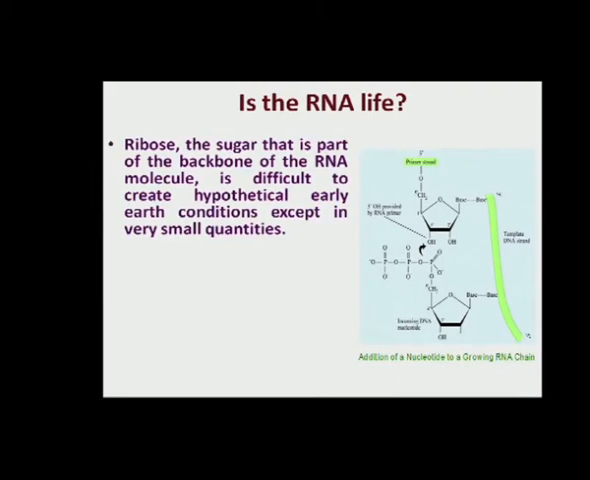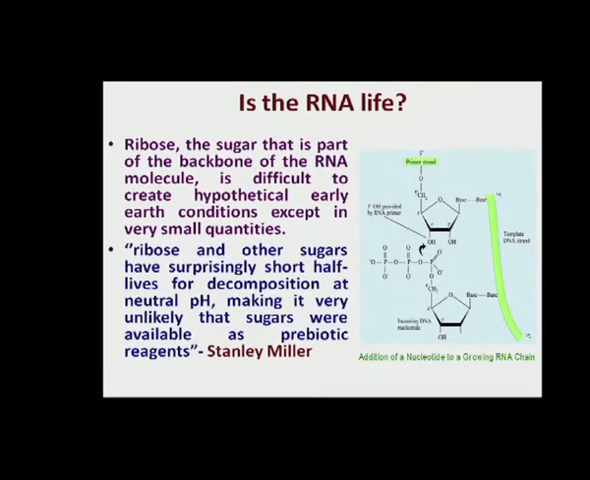So, ribose is very difficult to create under hypothetical early Earth conditions, except in very small quantities. And even those small quantities of ribose are not stable in that environment. Stanley Miller says that ribose and other sugars have surprisingly short half-lives for decomposition at neutral pH, making it very unlikely that sugars were available as prebiotic reagents.